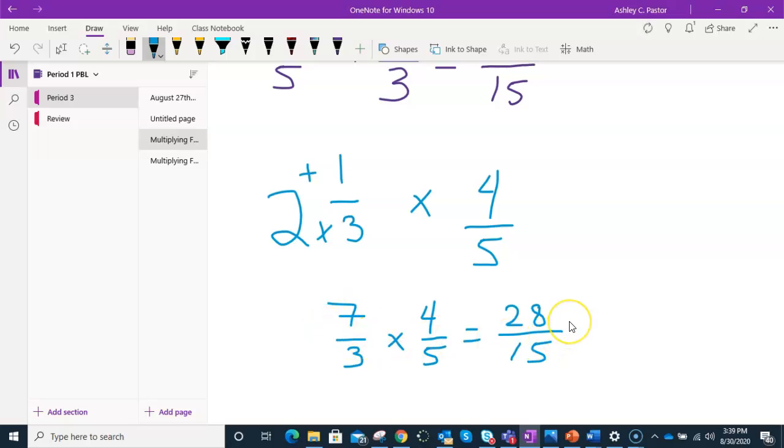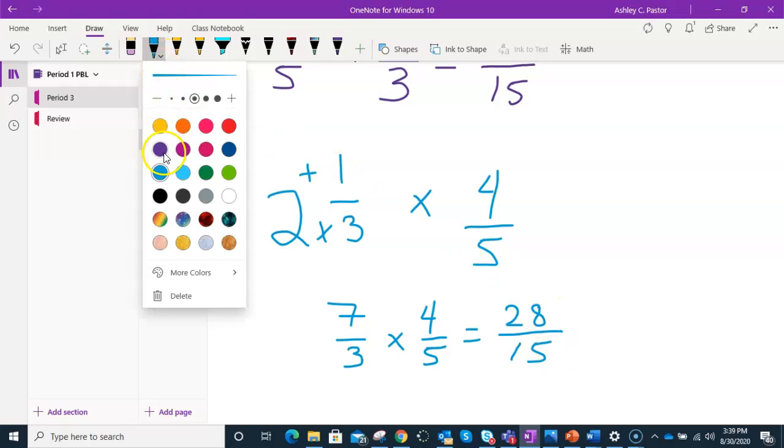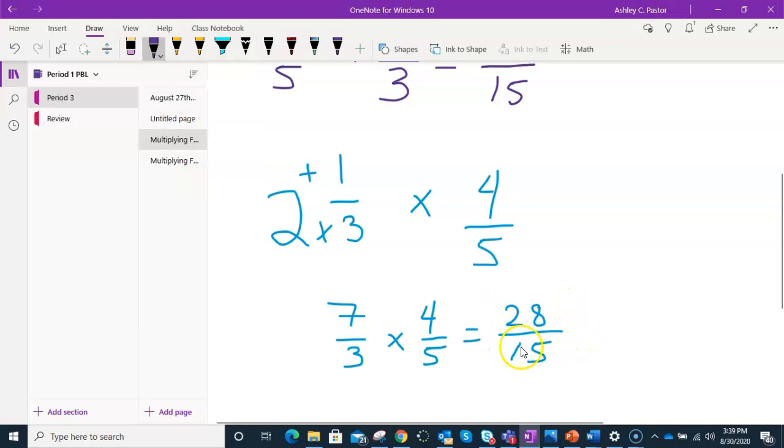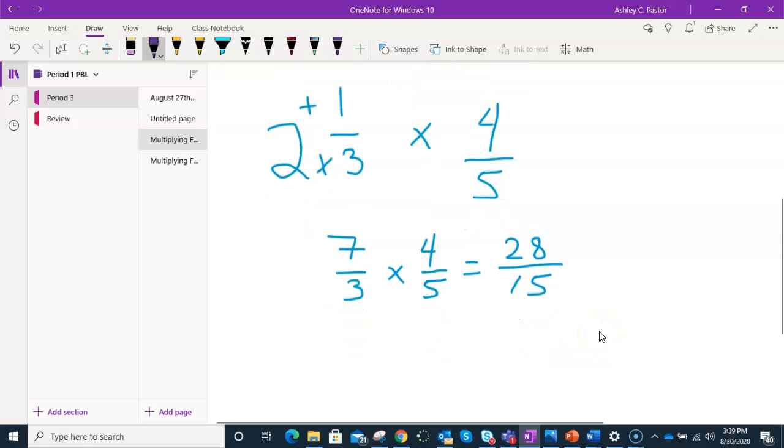Now, there are a couple of different cases that you're going to see. One is that they may tell you it's okay to leave it as an improper fraction, as 28/15. But sometimes that's not going to be the case. Sometimes they're going to ask you to switch this into a mixed number. Remember, the way we do that is through division.